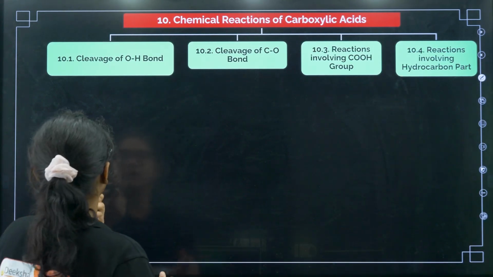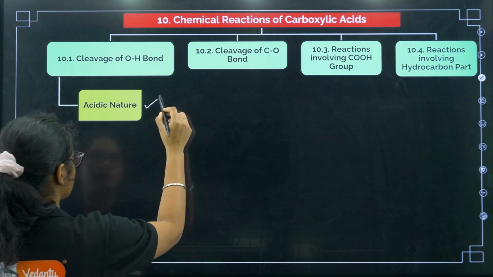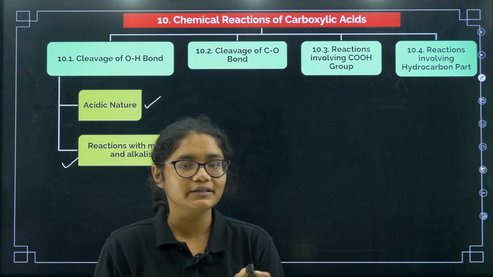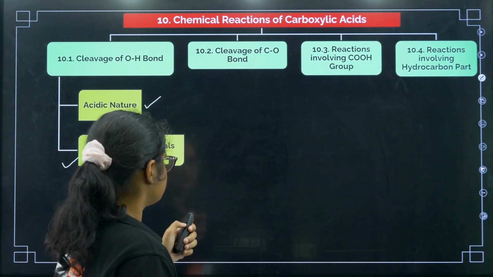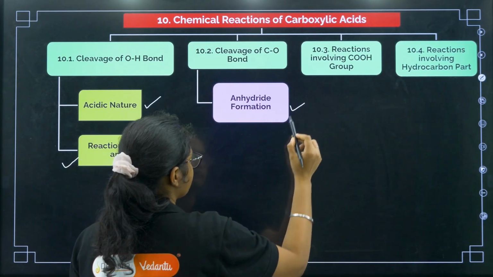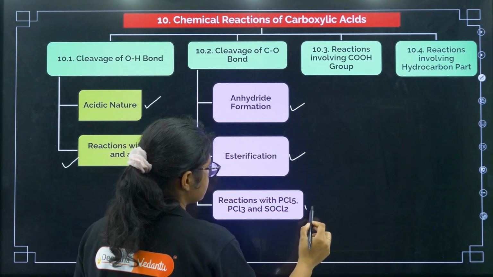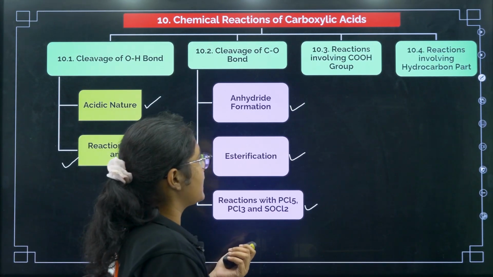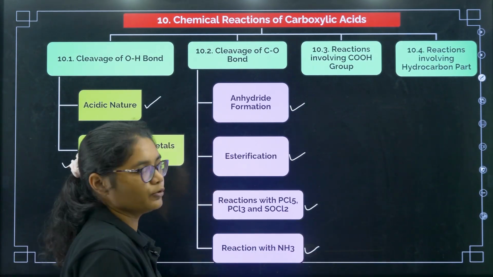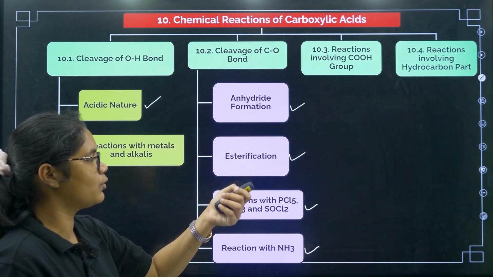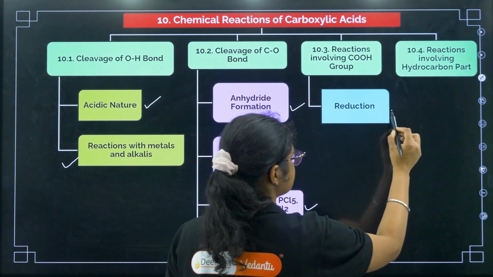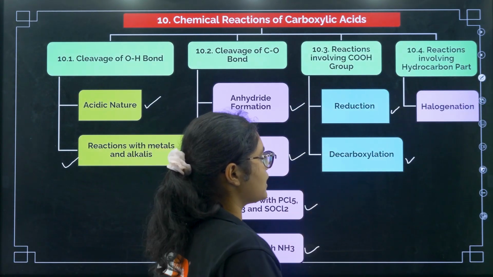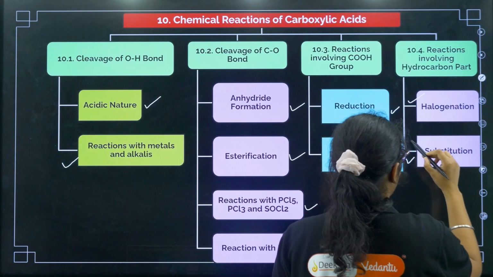Now coming to the cleavage of the OH bond, we will be studying the acidic nature, which is very important, and the reactions with metals and with alkalis. Coming to the cleavage of the CO bond, here we will be studying anhydride formation, esterification, and reactions with PCl5, PCl3 and SOCl2. One more is there, reactions with ammonia. Then coming to reactions involving the COOH group, here we will study reduction reactions and the decarboxylation reaction. Next, coming to reactions involving the hydrocarbon part, here we will be studying halogenation and substitution.